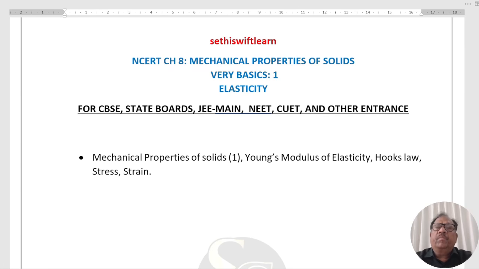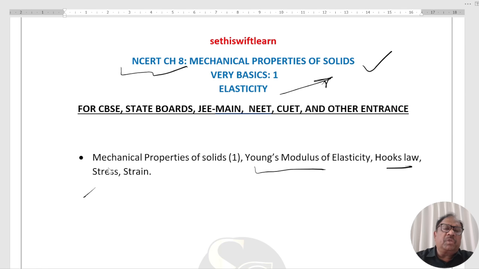Hello students, in today's session of Mechanical Properties of Solids, NCERT Chapter 8, where the basics on elasticity will be cleared through illustration. In earlier sessions, we have discussed what is Young's modulus of elasticity, what is Hooke's law, what is stress, what is strain, which you can review on Sethi Swift Learn.